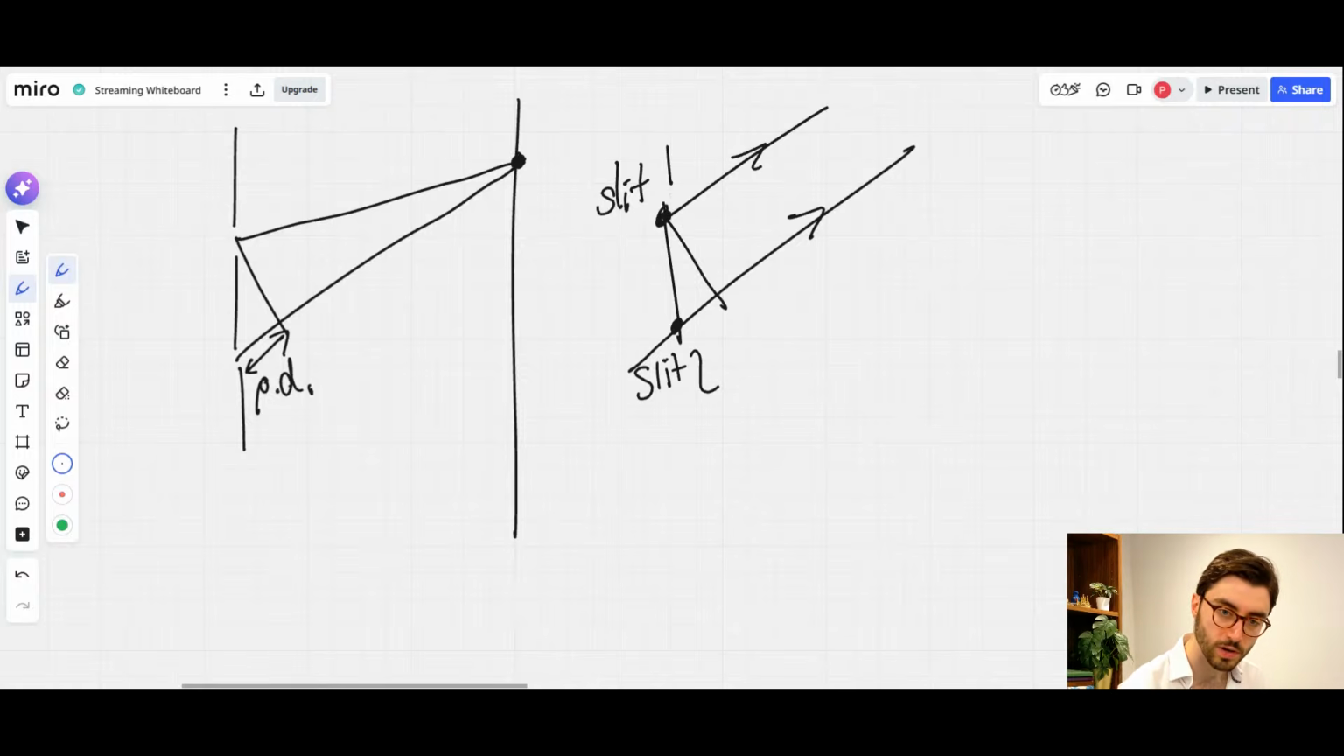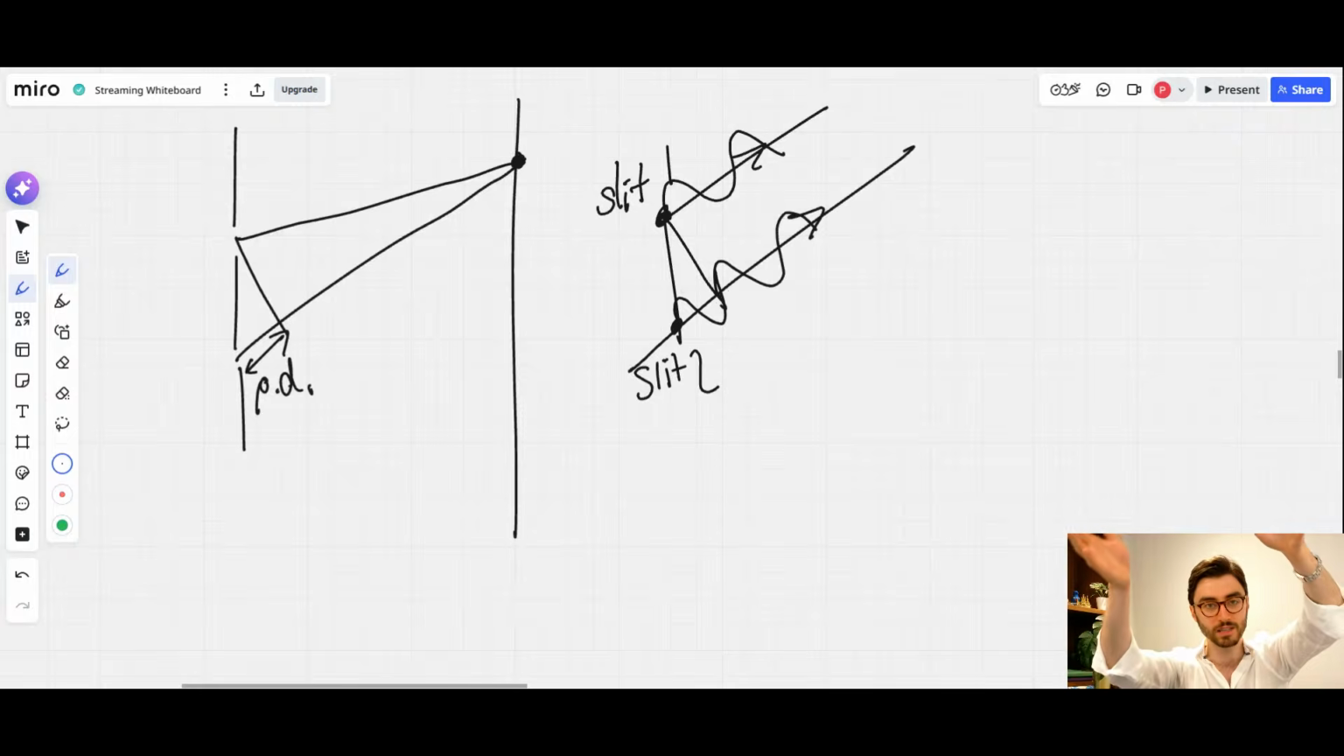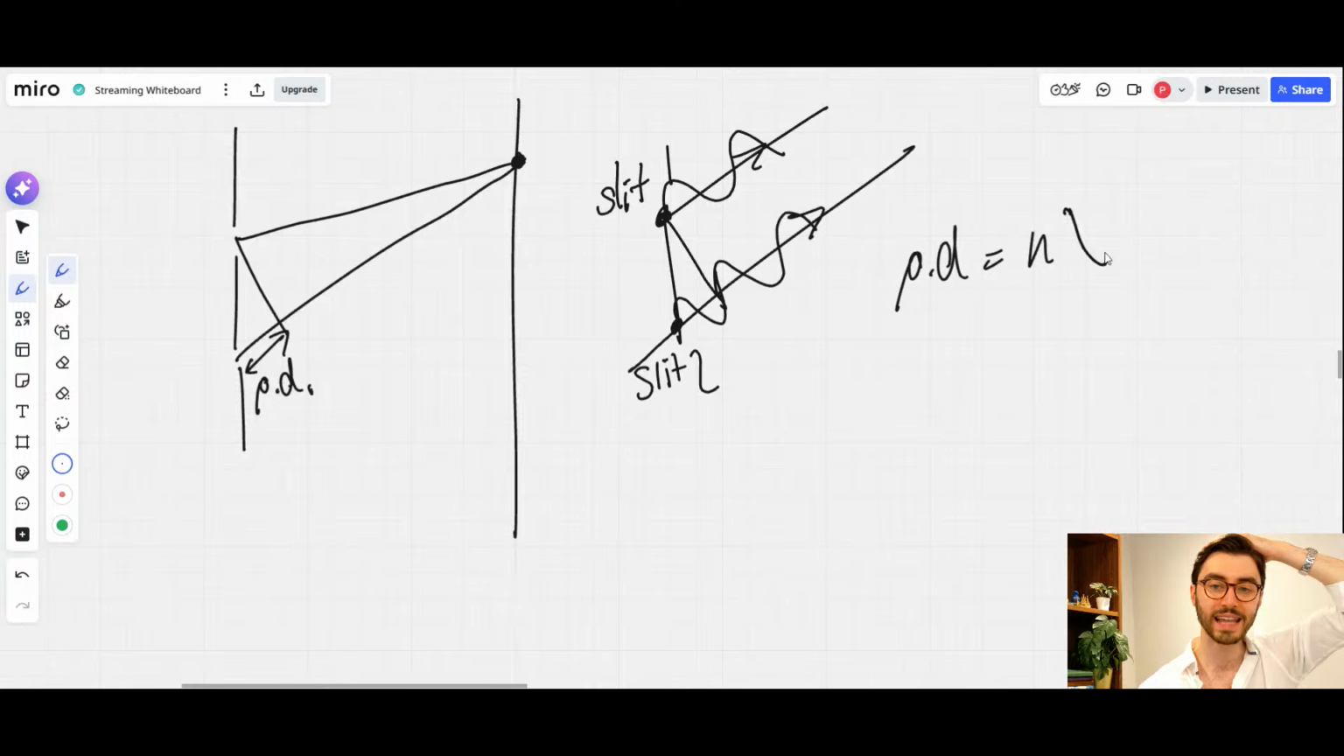So I can even draw the waves on. If they are constructively interfering like this, completely locked up with each other, this happens when you have one complete wave up until that point. Now they're in phase with each other. Good to go. You get that maximum constructive interference. So when the path difference equals n lambda, that's when you get constructive interference.